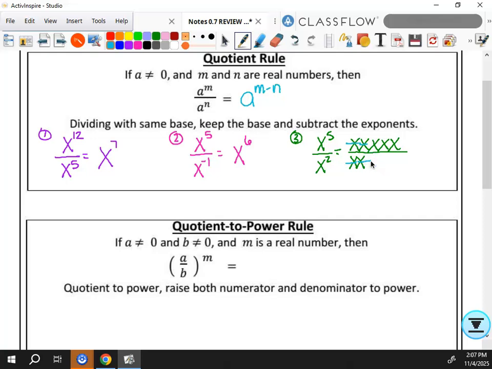Because I can cancel each one of them out. That leaves me with 3 in the numerator, which is x cubed. I do not suggest that you write it out like that every time, but that's what's happening. It's like you're taking that many and you're subtracting them because you're canceling them out. Okay? We good? Okay, perfect.